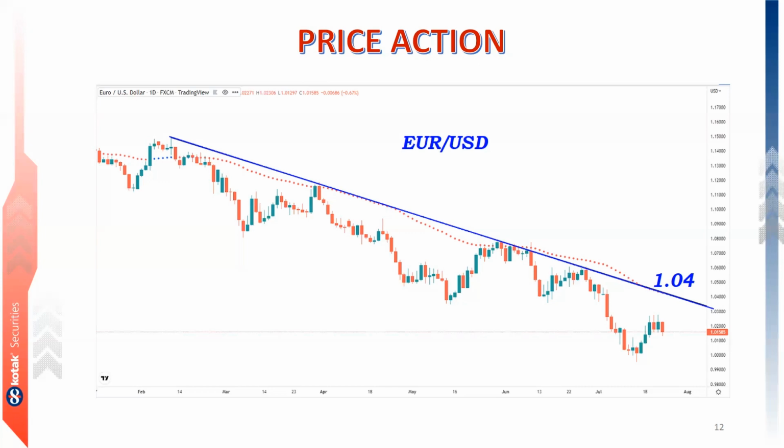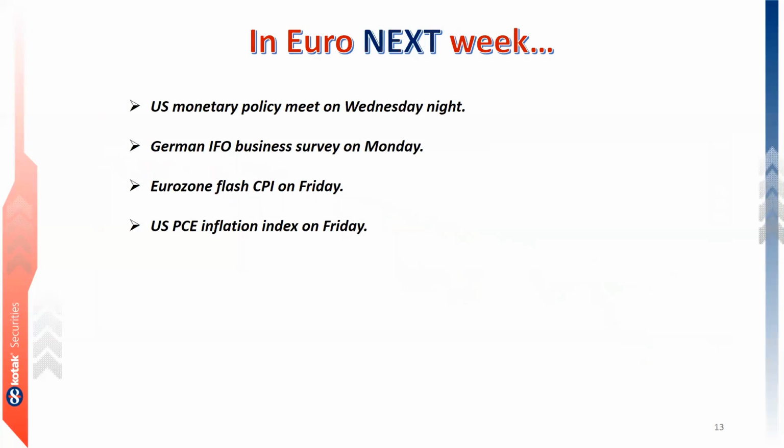So now, the larger trend for the euro dollar is down. Major resistance is around 104 with the interim around 102.50. Support, of course, around parity and then around 0.99. Next week, important events to watch, of course, the US Fed meeting. That's on Wednesday night, our time. Then you have the German IFO, the inflation numbers, and the US inflation as well.